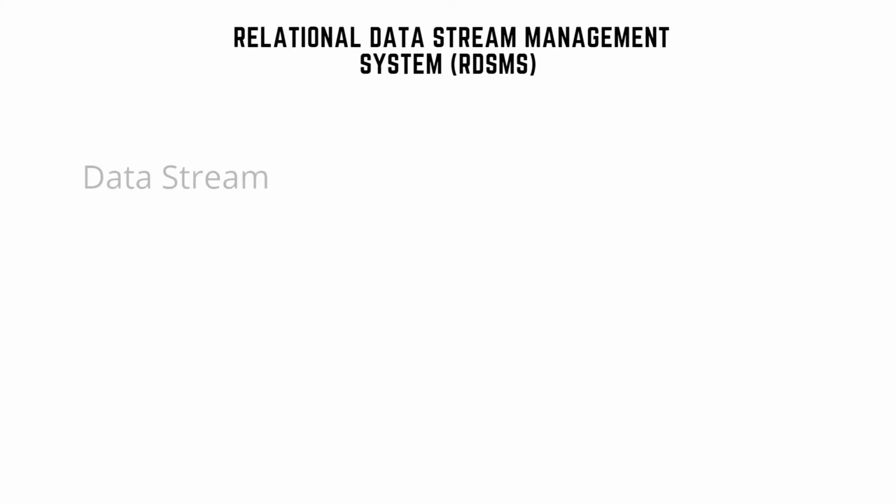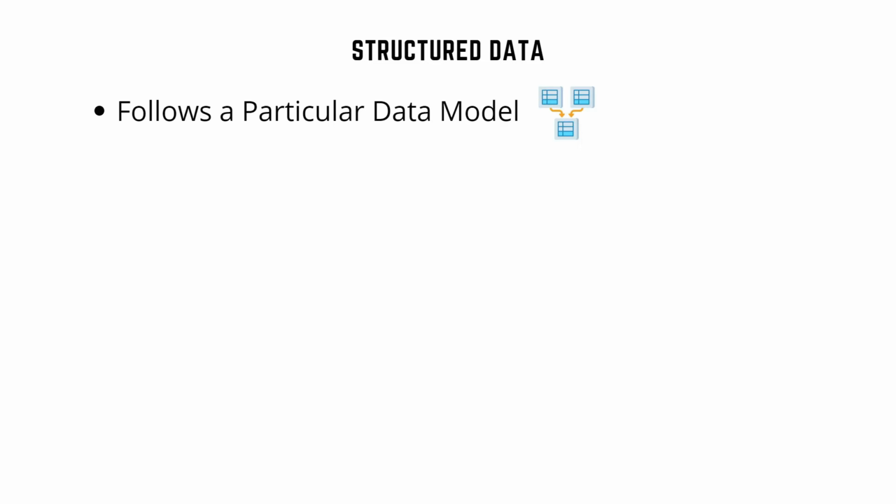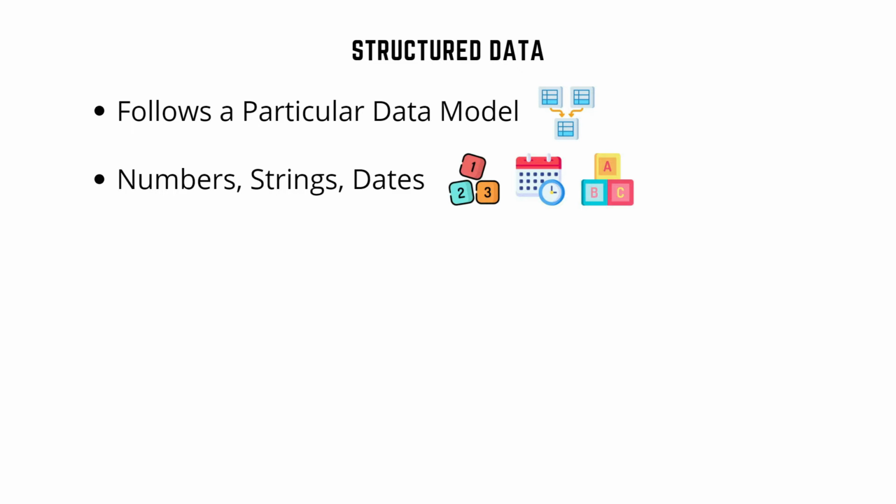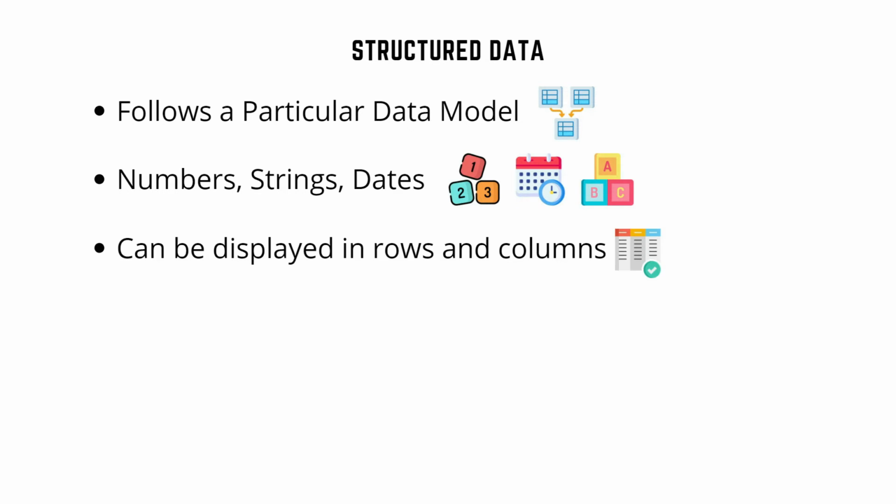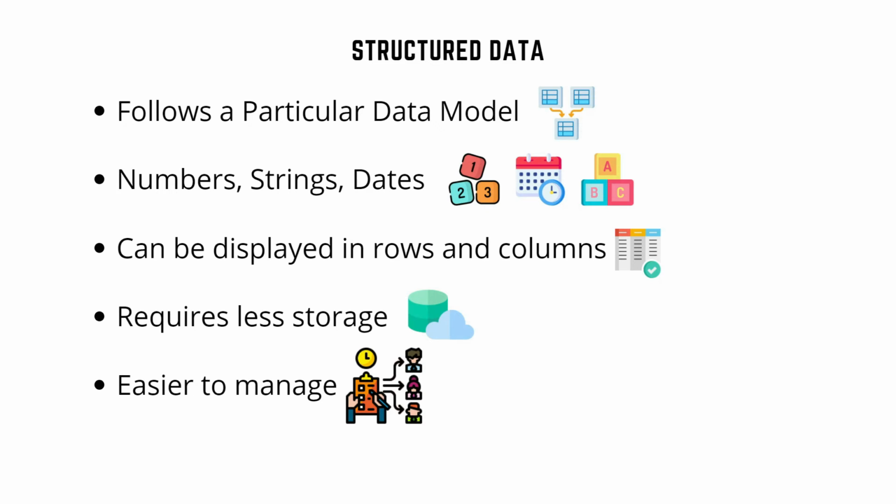So moving ahead, we have the term structured data. Structured data is also a form of data, but there are some properties which make the data structured. So let's define those properties. The first property is that it follows a particular data model. The second property is that it consists only of numbers, strings and dates. It can be displayed in rows and columns, and it requires less storage since it can be described in rows and columns. We already know we have a definite amount of storage for rows and columns, so that's why it requires less storage, and it is easier to manage as well since it's structured. We can use SQL because it's a structured query language.